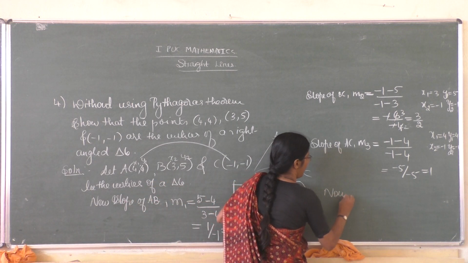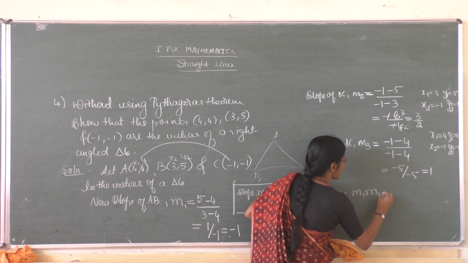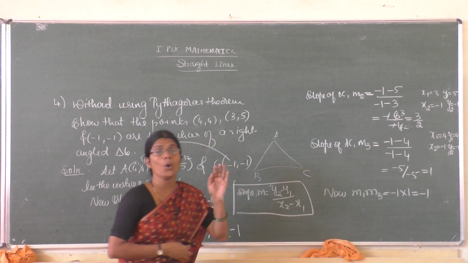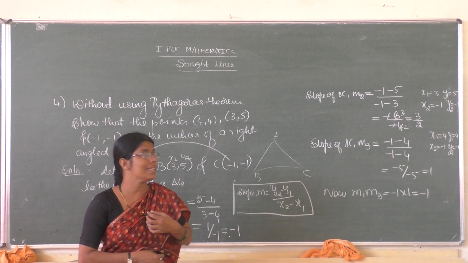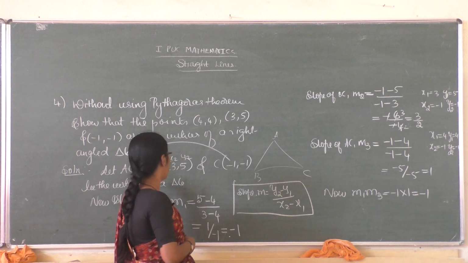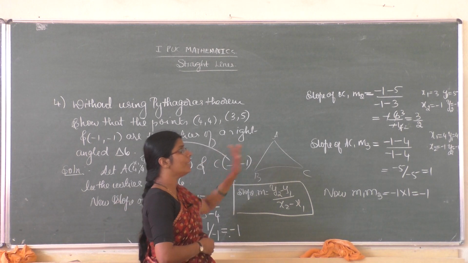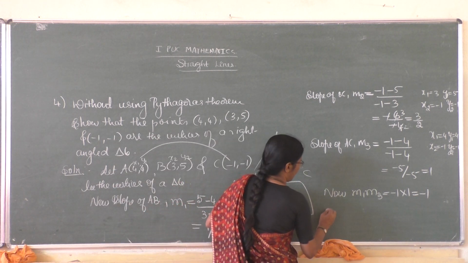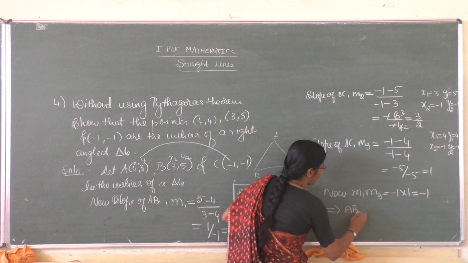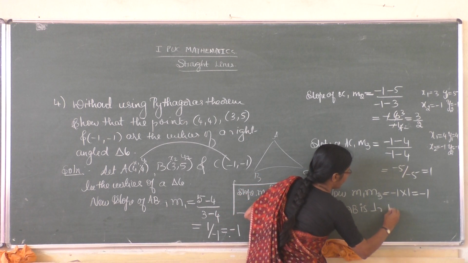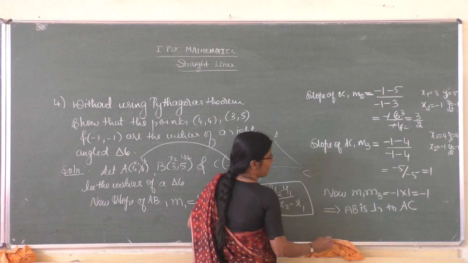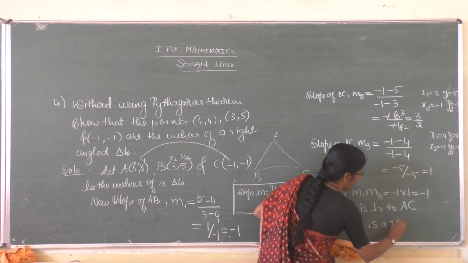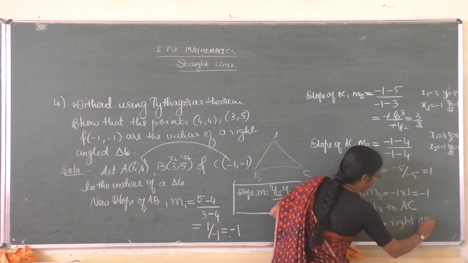Now m1 into m3 is equal to minus 1 into 1, that is minus 1. So the product of the slopes is equal to minus 1. Therefore AB is perpendicular to AC. Therefore ABC is a right angle triangle.